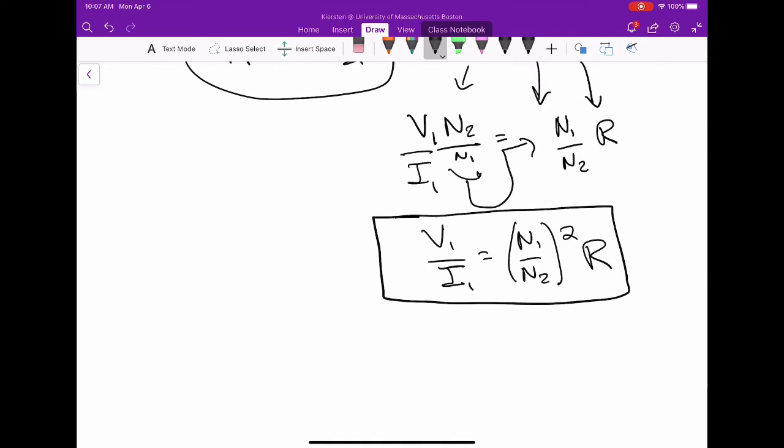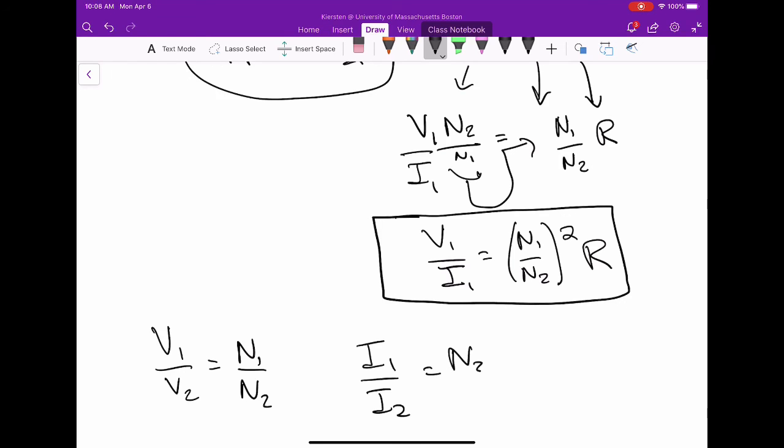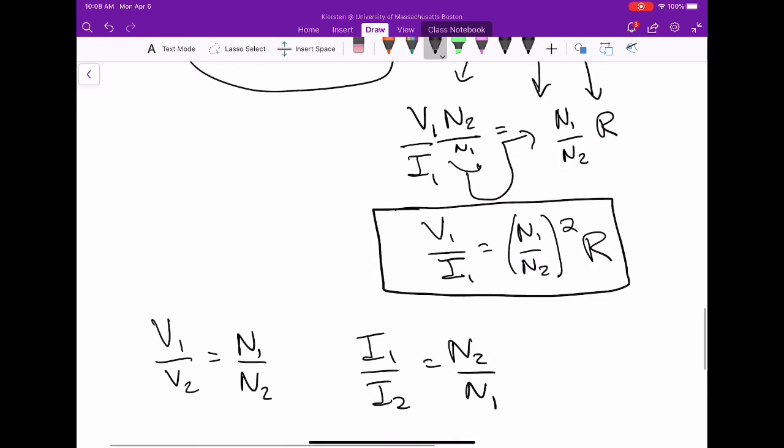So that's interesting. Because of this proportional relationship between the voltages, where V1 over V2 is N1 over N2, and the proportional relationship between the currents, where I1 over I2 is N2 over N1, we end up with this impedance transformation happening where the ratio of the number of turns becomes a multiplicative factor on the input impedance. In my next videos, I'm going to do a couple of examples with transformers, but this one just explains the theory.